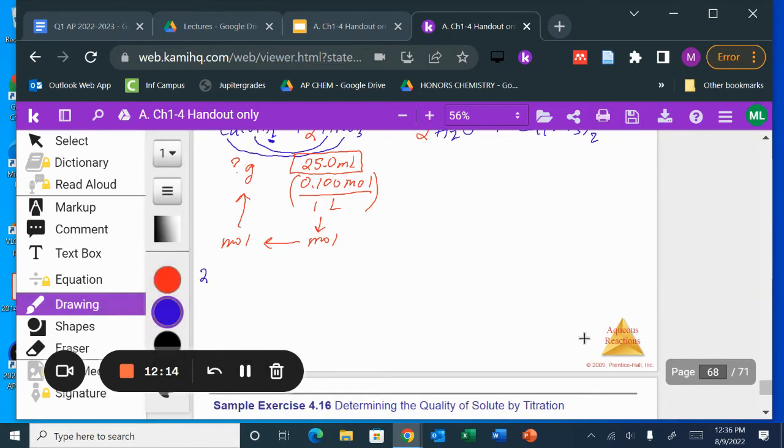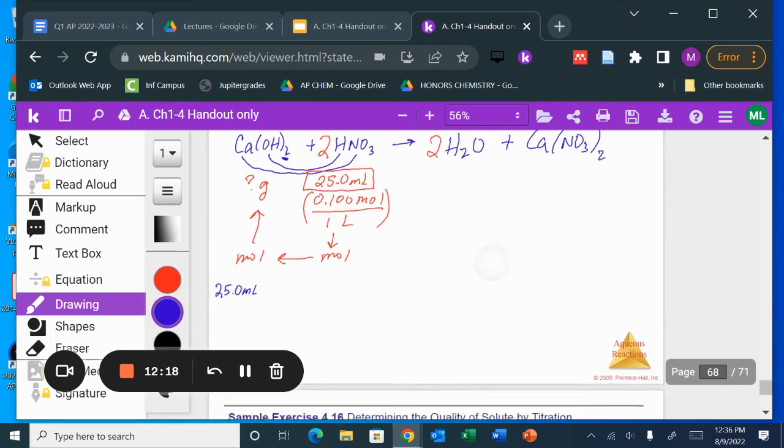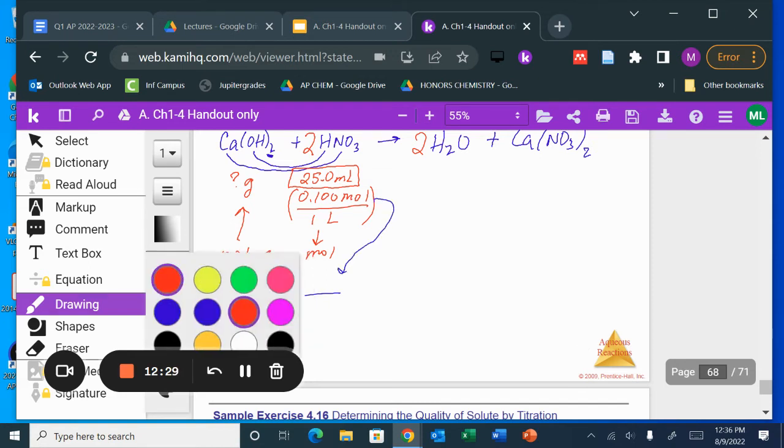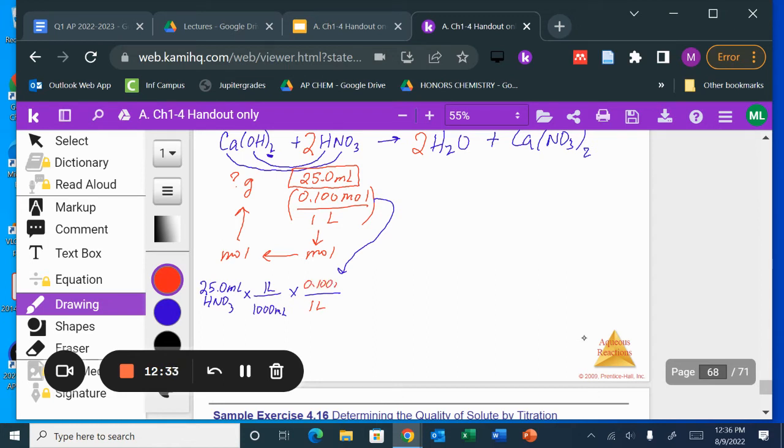Okay, so pause the video and try it yourself. All right, so I'm going to take 25.0 milliliters of HNO3, changing that to liters, and then I'm going to use this here. For every 1 liter, there's 0.100 moles of HNO3. Then I'm going to drop the moles HNO3. This is now the mole ratio to the moles of Ca(OH)2. There's a 1 here, and there's a 2 there and a 2 in front of that. That's the mole ratio: for every 1 calcium hydroxide, I will need 2 moles of HNO3. So now I'm canceling this unit, and this.